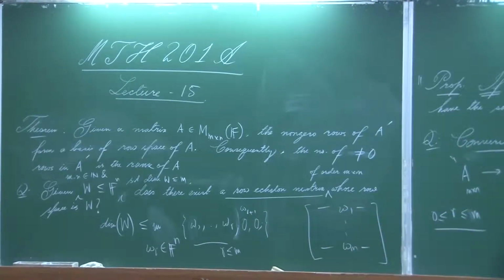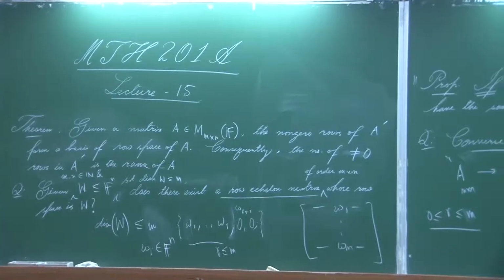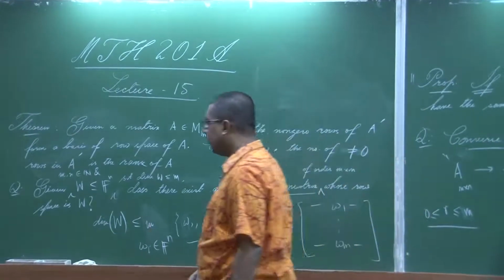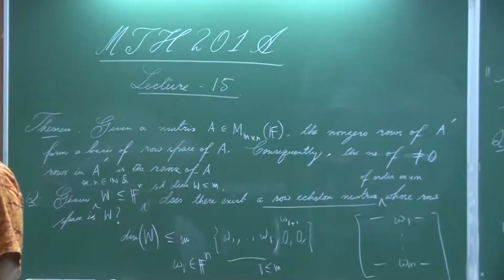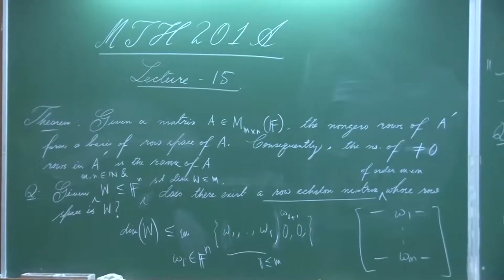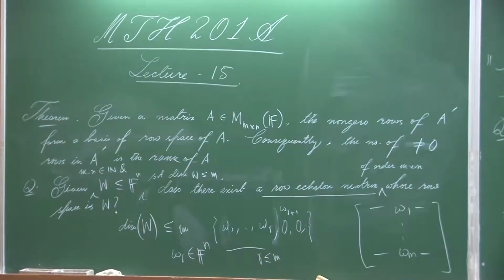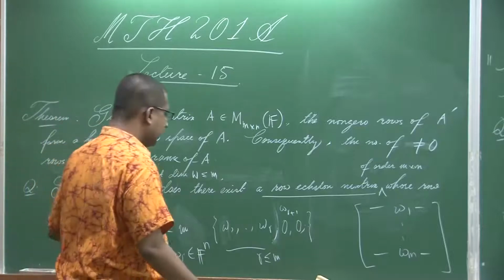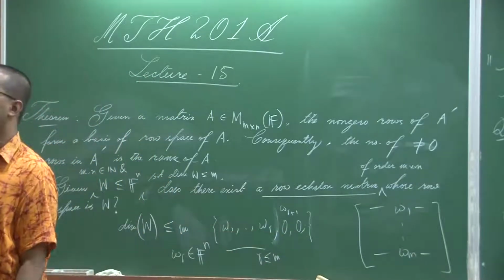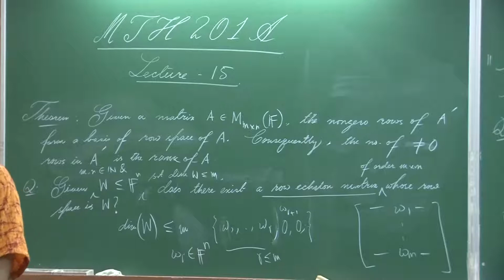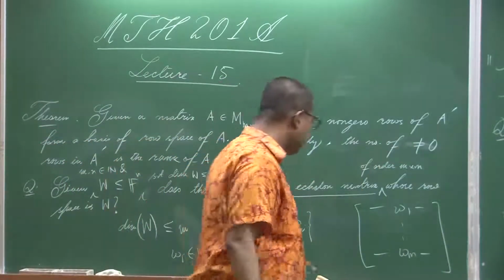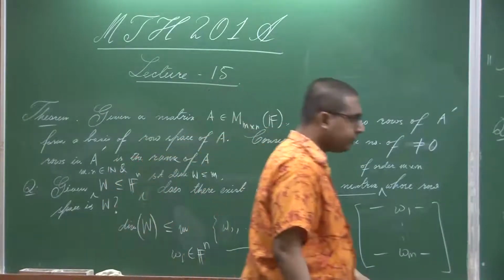So what we have proved is: given two positive integers m and n and a subspace of F n having dimension at most m, there is a row echelon matrix whose row space is equal to the subspace. Thus all the subspaces of F n can be regarded as the row spaces of row echelon matrices.